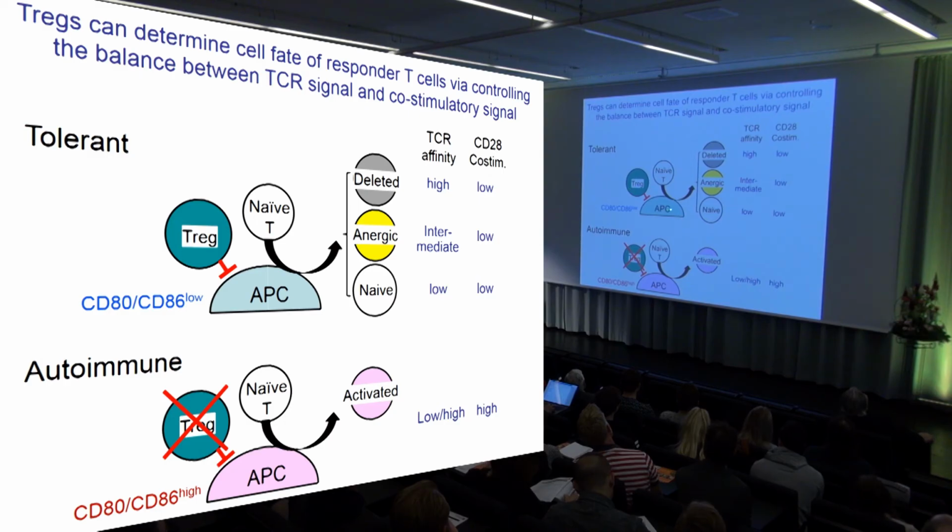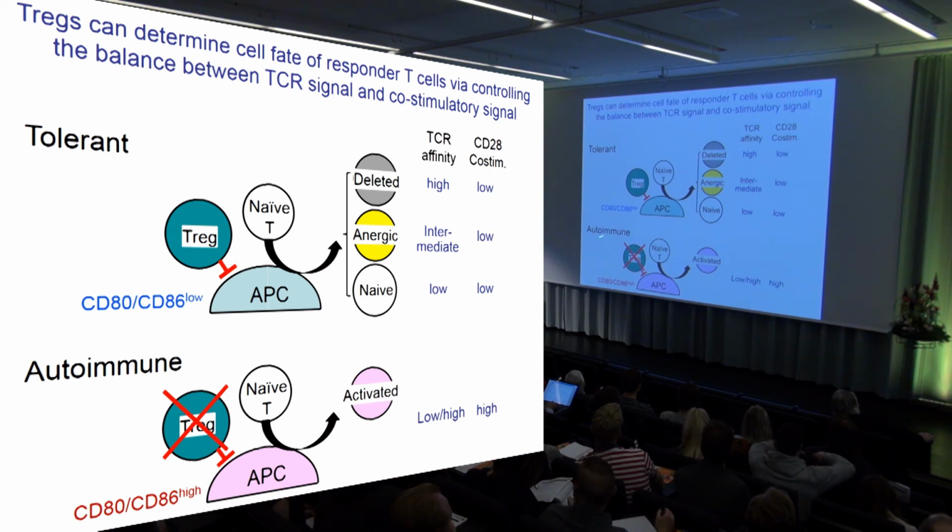So Treg control the APC's, the antigen-presenting cells', expression of a co-stimulatory molecule. So depending on TCR affinity, if it's high, they are deleted. If it's intermediate, they become anergic, or if low, they are still dormant. If you remove Treg, the APC is highly activated, so self-reactive T cells can be activated and cause autoimmune diseases.